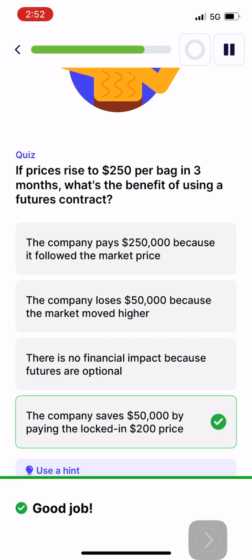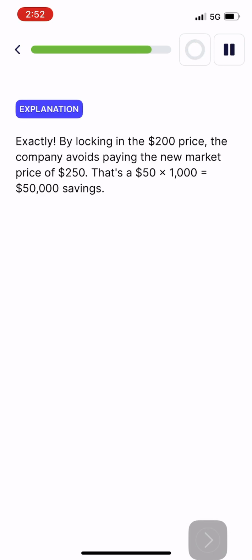Yes, you're right. Exactly. By locking in the $200 price, the company avoids paying the new market price of $250. That's a savings of $50 per bag times 1,000 bags, or $50,000 in total.